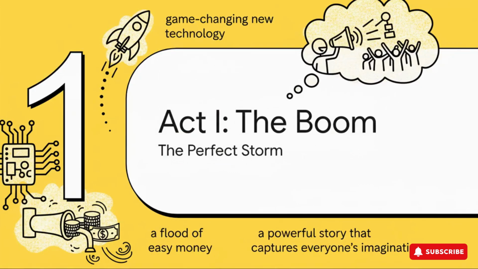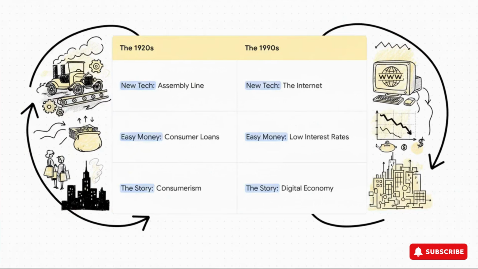Well, for a financial bubble, that beginning is almost always a perfect storm of three key ingredients. You need a game-changing new technology, a whole flood of easy money, and a really powerful story that just captures everyone's imagination. It's honestly wild how this pattern repeats. Think about the 1920s. The revolutionary tech was the assembly line. It was fueled by this brand new thing called consumer loans, and it sold the story of a new era of prosperity for everyone. Fast forward 70 years and boom, it's the internet.